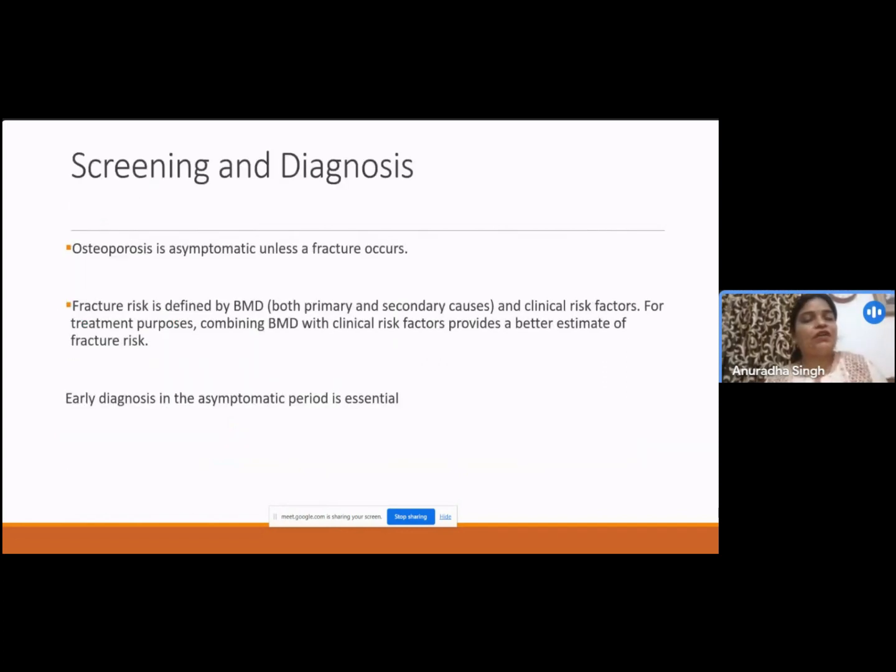Now, screening and diagnosis is important. It is asymptomatic, we all know, until the lady presents with a fracture, and this fracture risk we need to define.